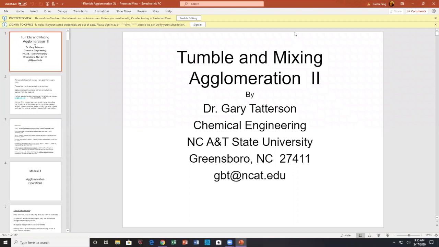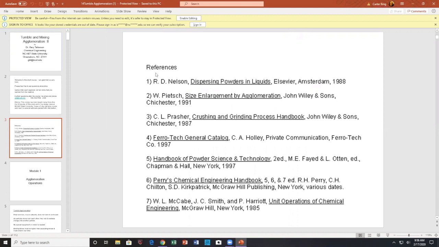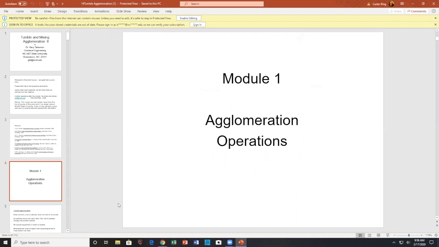Let's talk a little bit about tumble and mixing agglomeration. So we'll call this agglomeration two. My sources again are here. References are listed. Very good books. And we'll talk a little bit about operations as well.